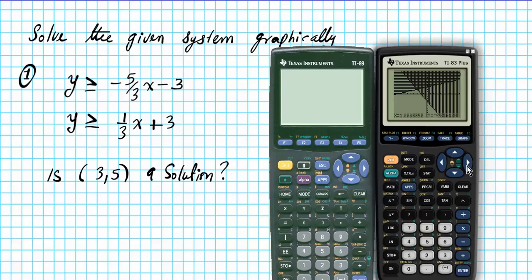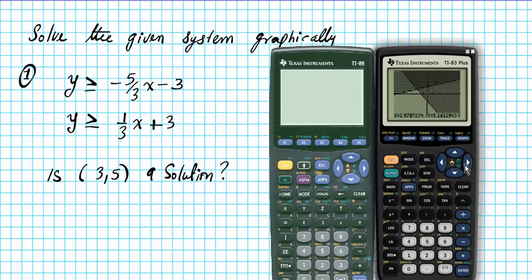Okay, so just move your cursor to (3, -5). So go up, up, up, up, up, up, up, up, up. Keep on going. So somewhere here is -5. Okay, and then where is 3? Move to the right. Keep on going. Oh, there you go. So 3 is going to be somewhere here.